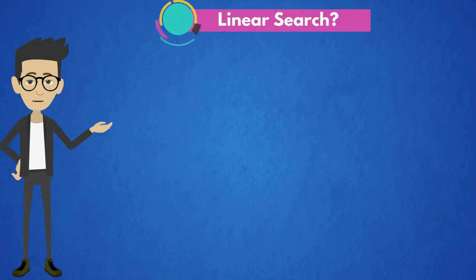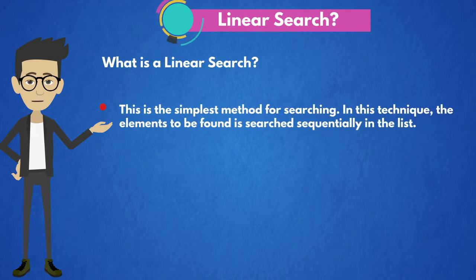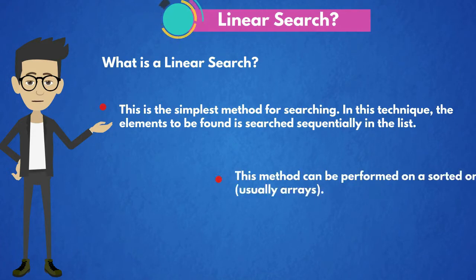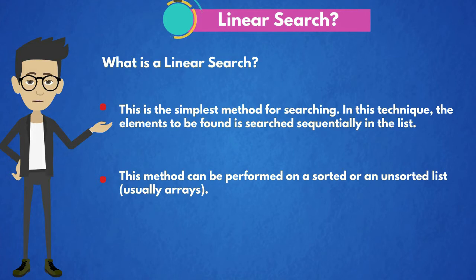Linear search. The first searching technique. What is a linear search? This is the simplest method for searching. In this technique, the element to be found is searched sequentially in the list. This method can be performed on a sorted or an unsorted list, usually arrays.